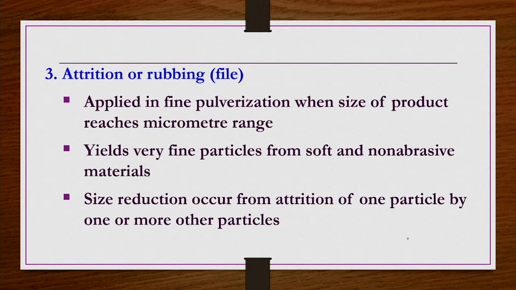So they may be going through attrition, rubbing amongst themselves, and then size reduction may also take place. Because they produce a majority fraction of fine material, size reduction by attrition or rubbing is also known as fine reduction. These are the three processes in general.